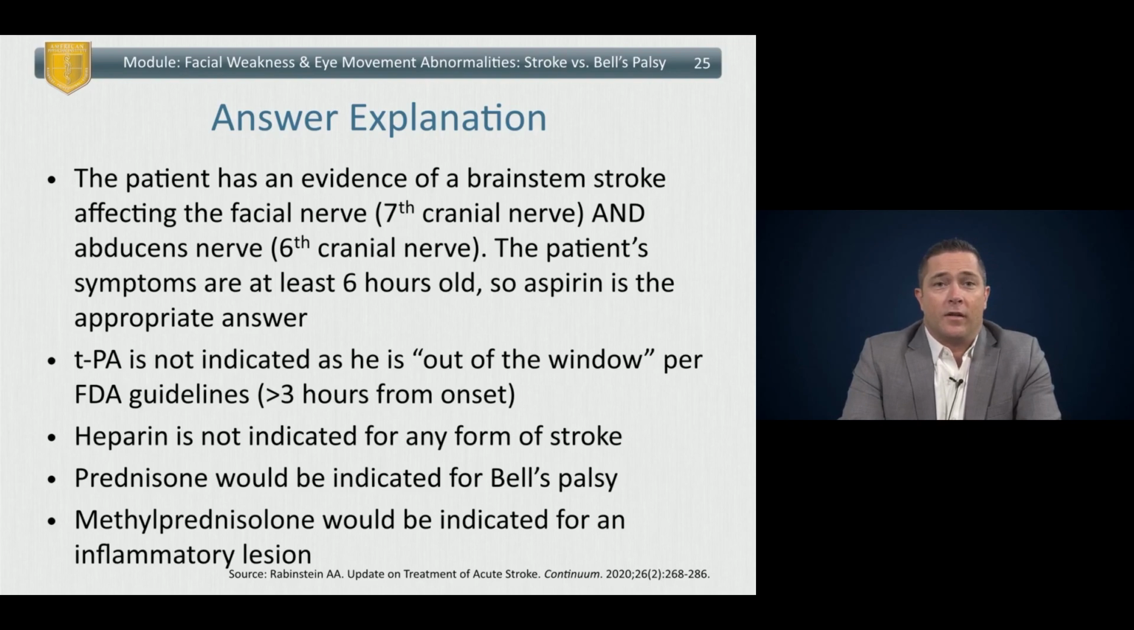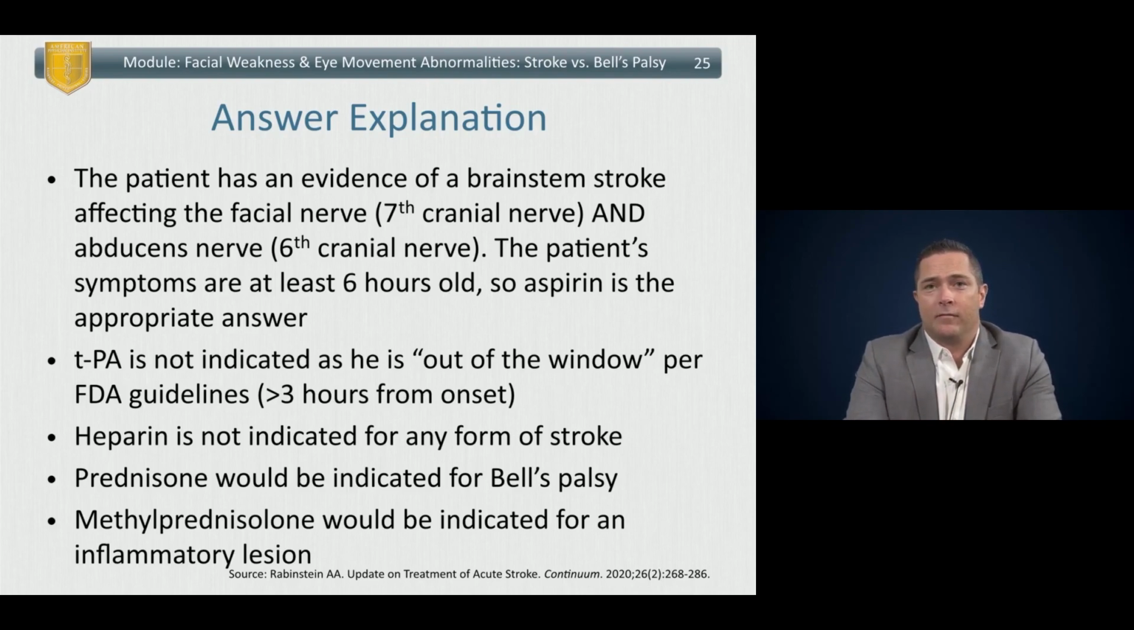This patient has evidence of a seventh nerve palsy, but also sixth nerve palsy. Sixth cranial nerve turns your eye to the side, but it also dictates the contralateral eye turning. Your right and left eye turn together, and that runs through the sixth nerve complex.